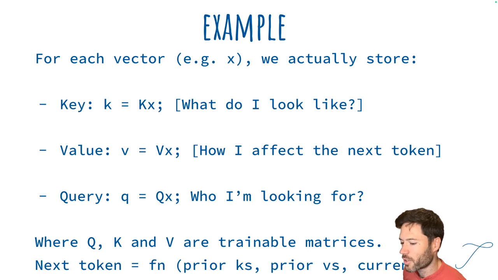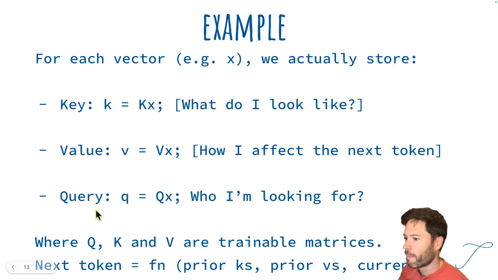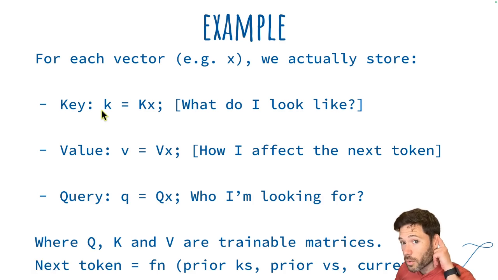So for each vector x, and you can think of a vector x just as maybe x1 right here, we're going to store K and we're going to store V. So what are they? Well, K is what we call the key, and it's computed by multiplying a large matrix K by x, which is that input vector. And the key really is a vector that says, what do I look like? So, I'm Ronan, I've got black hair, I've got a beard. That's what I look like.